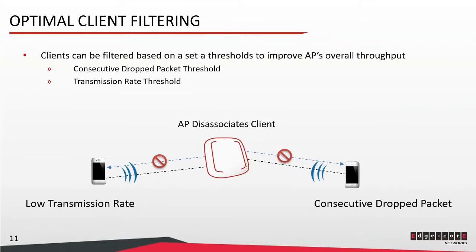Next, if a client has been able to associate to the AP, it can still be removed based on consecutive drop packet threshold and transmission rate threshold. By setting these thresholds, the AP can remove sticky clients that have poor connectivity but still stay connected to the AP. So this can ensure that all clients that are connected to the AP can enjoy optimal Wi-Fi performance. And airtime efficiency can also be enhanced as the number of packets that are being resent is decreased.